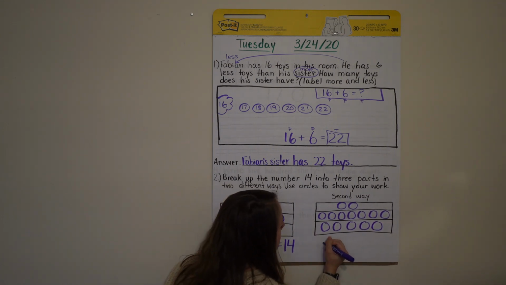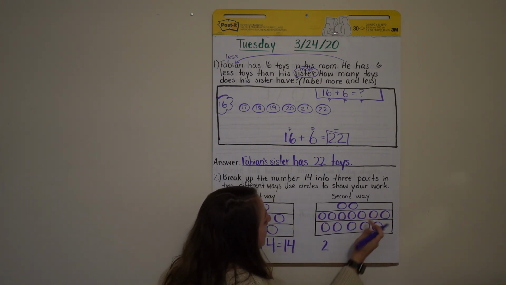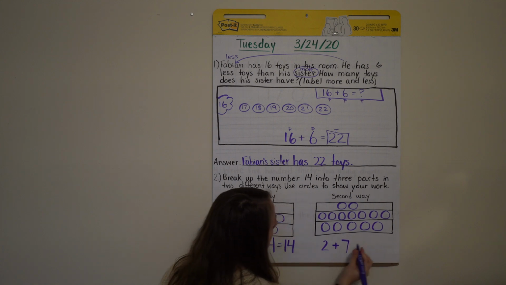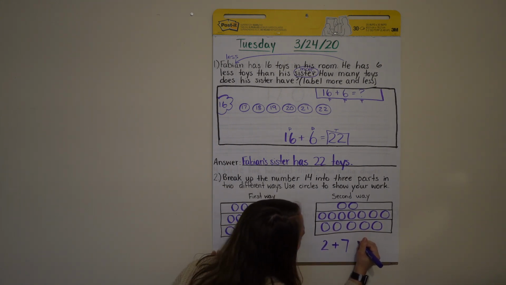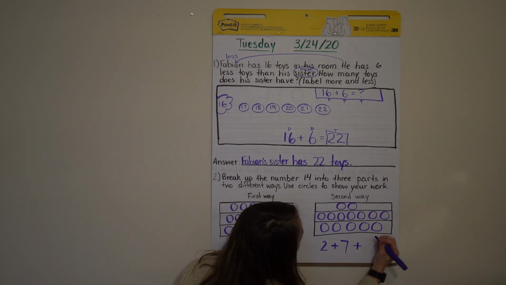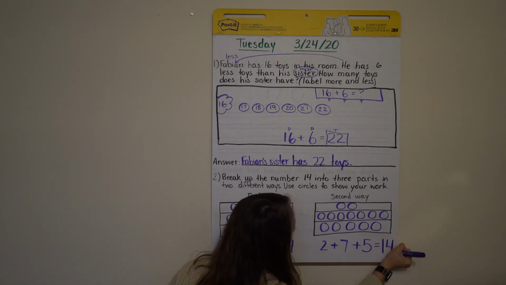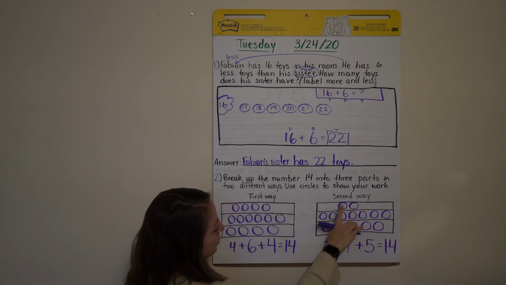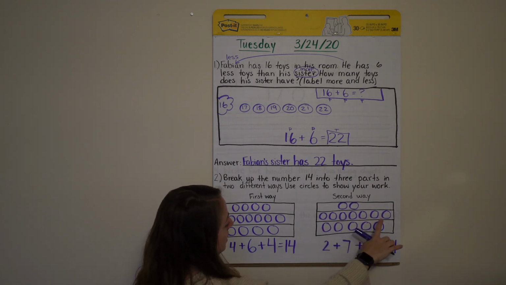So in this one I had 2. 1, 2, 3, 4, 5, 6, 7 plus 7. 1, 2, 3, 4, 5 plus 5. Let's see, yep. Okay. Let me just make sure I had 14. 1, 2, 3, 4, 5, 6, 7, 8, 9, 10, 11, 12, 13, 14.